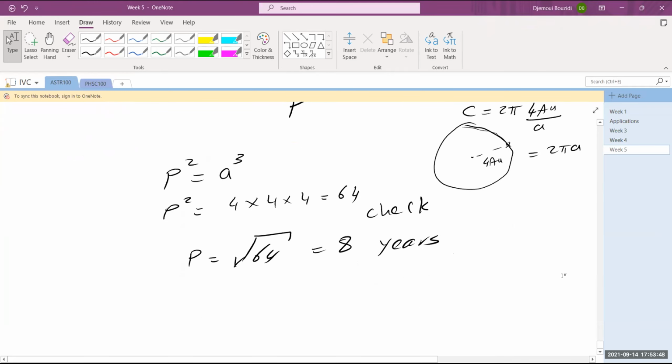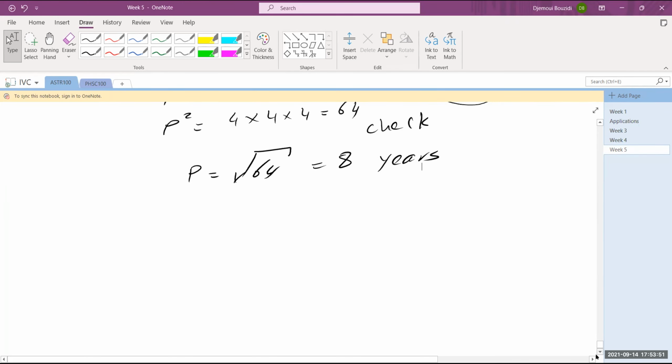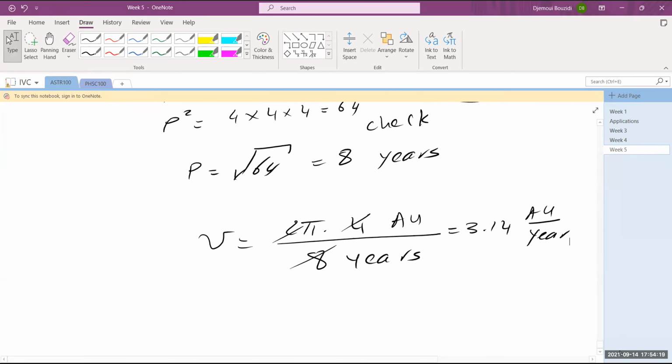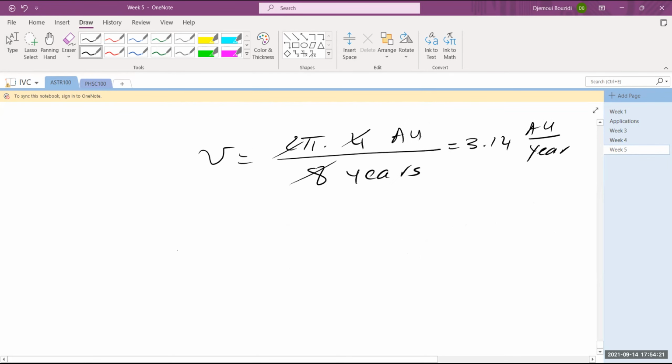Now I need to plug in everything into the velocity. The velocity, V, is equal to 2 pi times 4, of course, astronomical units, divided by P, which is 8 years. 2 times 4 is 8, and 8 cancels the 8, and the answer is pi, or 3.14, astronomical units per year. Well, they don't want it in astronomical units per year. They want it in kilometers per second. So I really have to be careful in here and finish this one in kilometers per second. I know that 1 AU is 150 million kilometers.